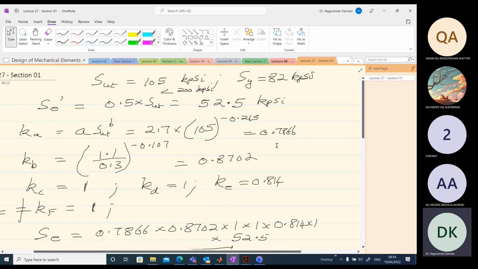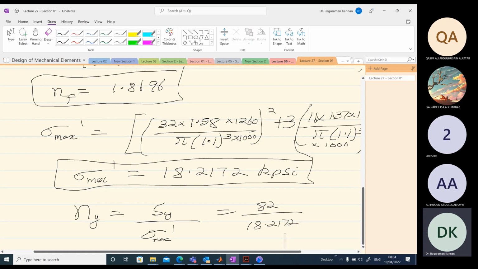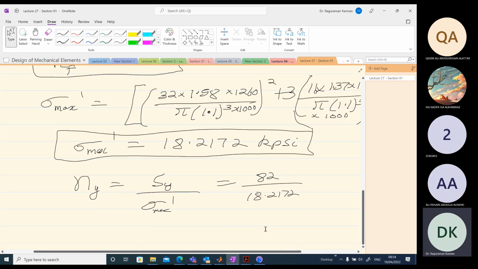What is the SY value? 82 over 18.2172, and you will get what is the yield factor of safety. It is definitely greater than 1. Therefore, the shaft will not fail.